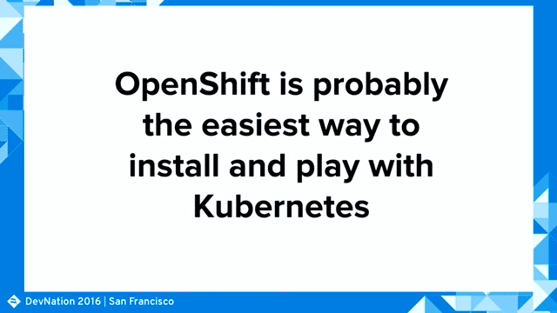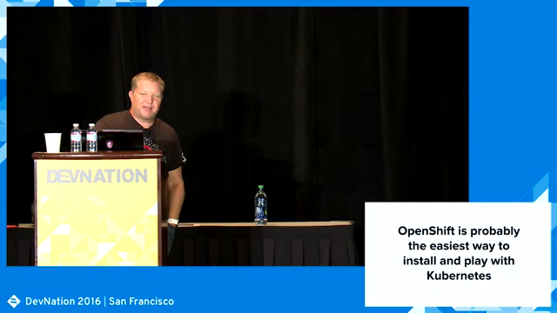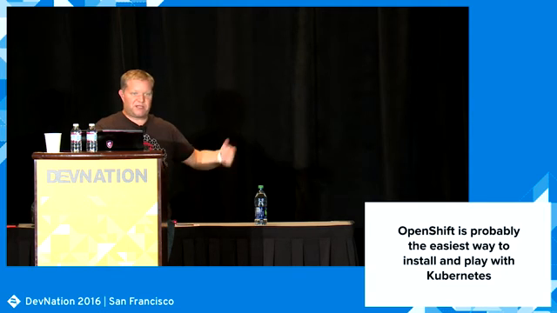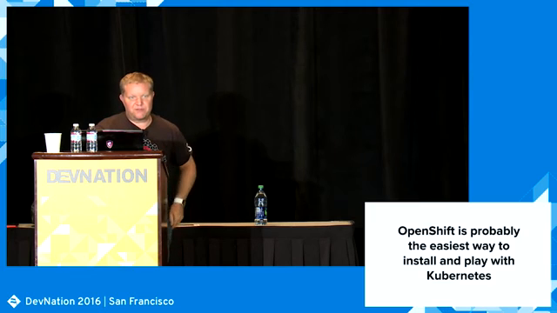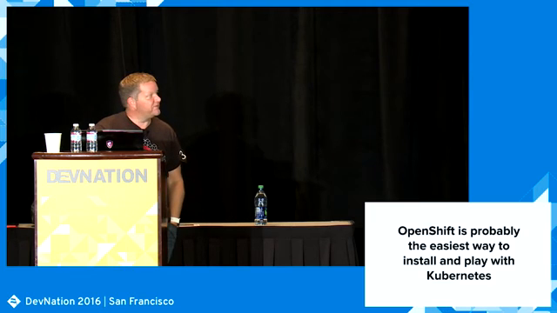So this is my opinion. OpenShift is probably the easiest way to install and play with Kubernetes, and I believe that that's right. I was giving this talk at a Kubernetes meetup, and one of the Google engineers was following me to talk about Kubernetes, and when he did an env on his command line, he actually had OpenShift environment variables, and he was like, oh yeah, even I'm using OpenShift to use Kubernetes. That may have changed over the last couple months, but OpenShift is really easy to get up and running.